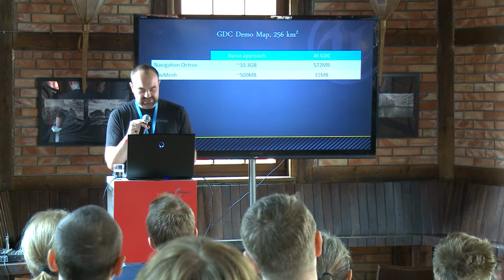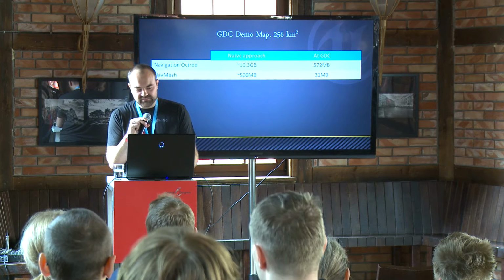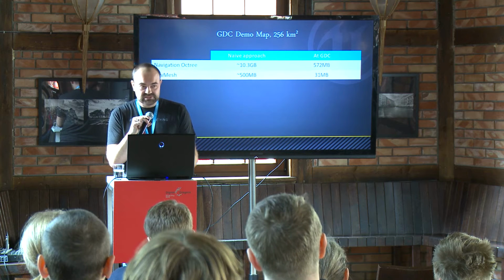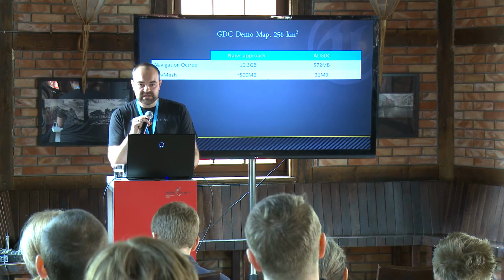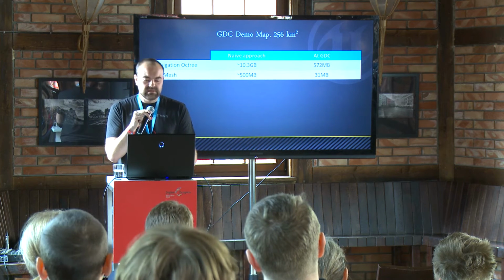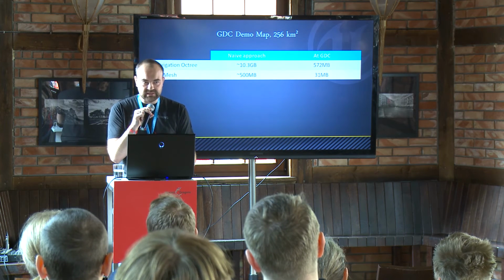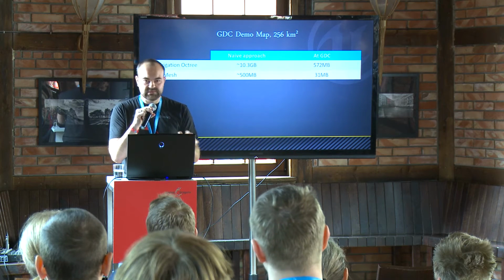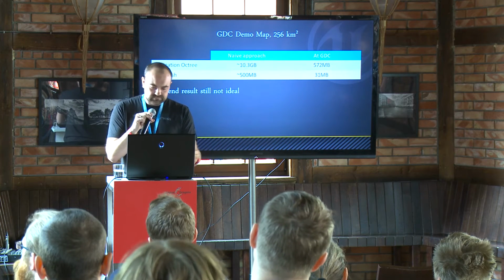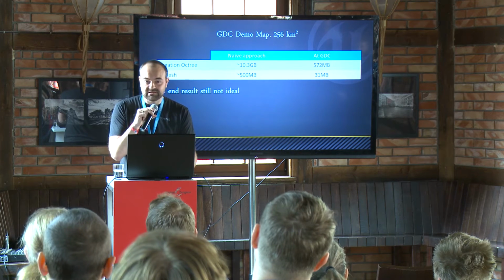So after the GDC demo, this is what we ended up with. Navigation octree still takes half a gig. I'll explain why. But navmesh usually was taking around 30 megabytes at any point. And that's with a lot of deer running around, with 3 or 4 herds at the horizon, every one of them being at least 30 characters. So it's still not ideal. Half a gig for navigation octree is still a lot, right?